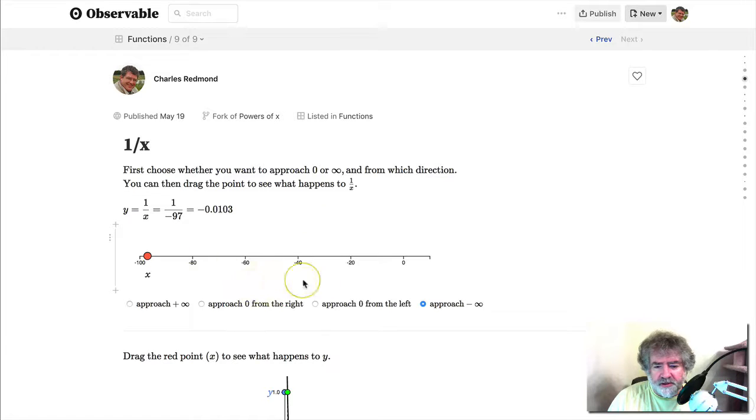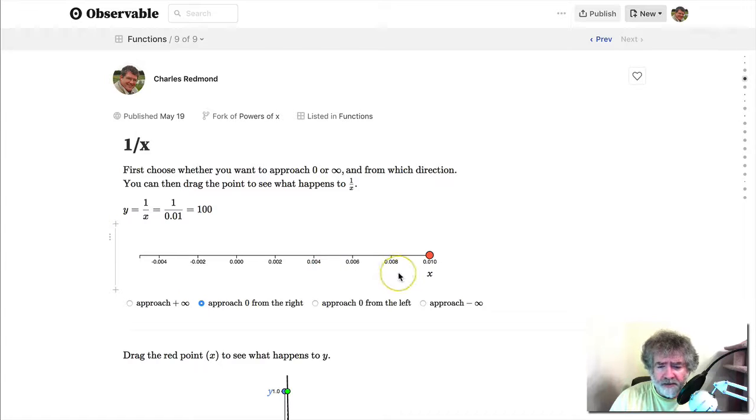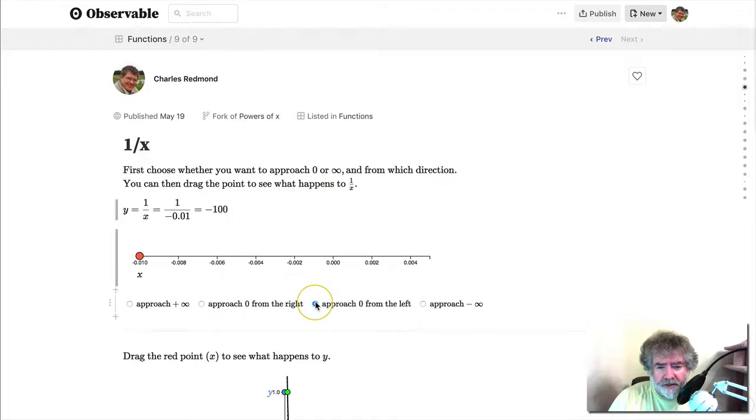And then you can approach 0 from either side. So if we try that, I have us starting here at 0.01, and we head towards 0 from the right. I don't allow the point to go past 0. And you can see that as you divide by a smaller and smaller number, the fraction gets larger and larger and larger. And then you can approach from the left as well.